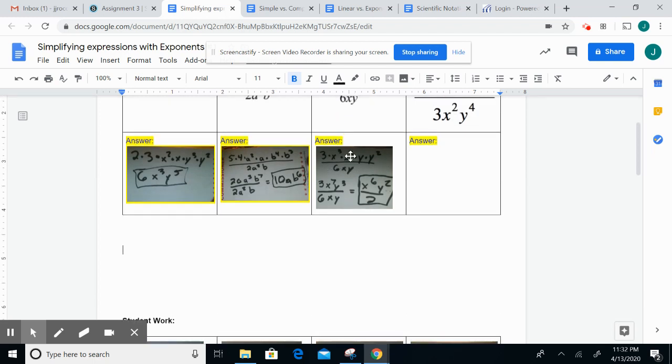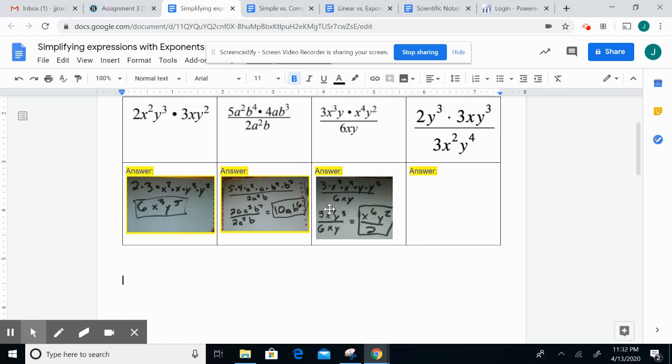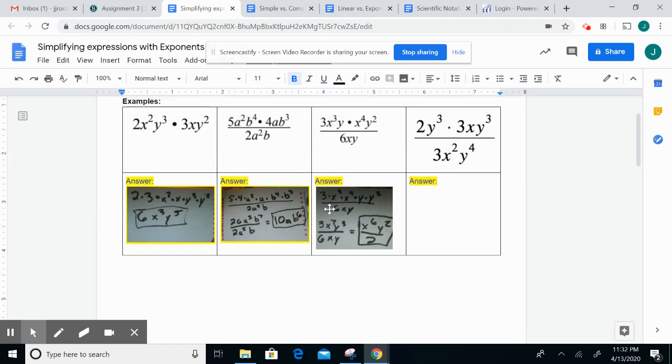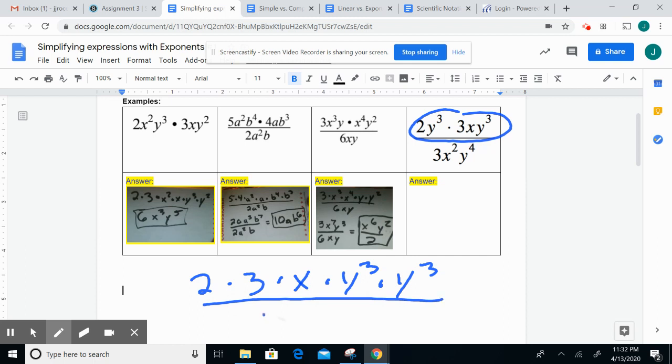Alright, you can see I rearranged it, simplified the top and the bottom, and then began to deal with that. Alright, last one. Alright, let's rewrite the top. 2 times 3, only one x, and then I'll put the y's together, y to the third and y to the third. So I'm just doing the top of this one. Bottom, we're good. 3 x squared y to the fourth.